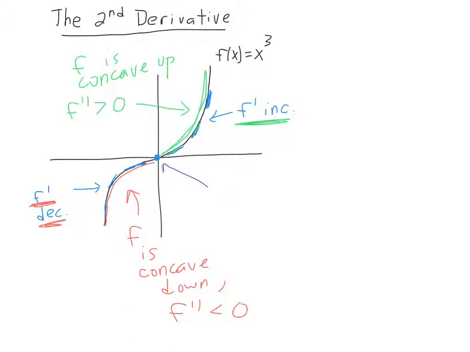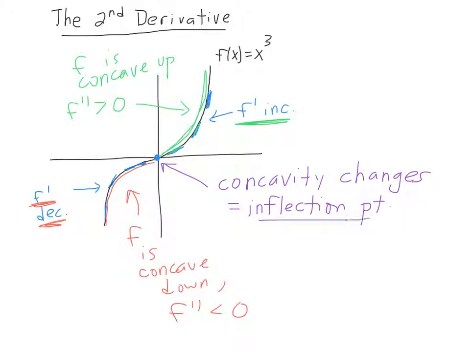Now right here at the origin, notice that the concavity changes. The concavity changes from negative to positive, okay? If the concavity changes, this is known as an inflection point. That's an important vocab word, an inflection point. And this is a point where the second derivative is equal to 0 and the second derivative changes sign. So either it goes from positive to negative or negative to positive.